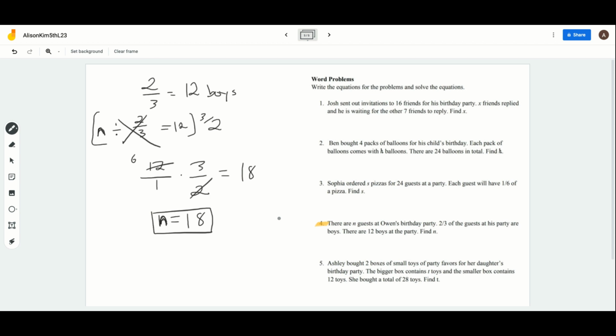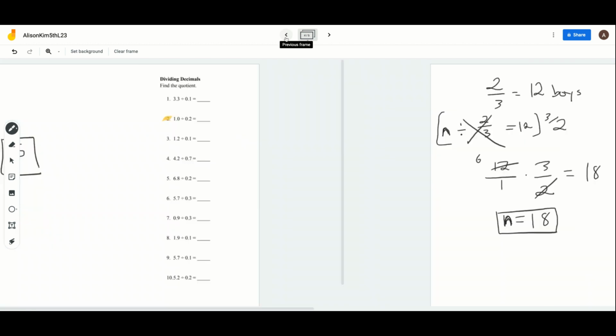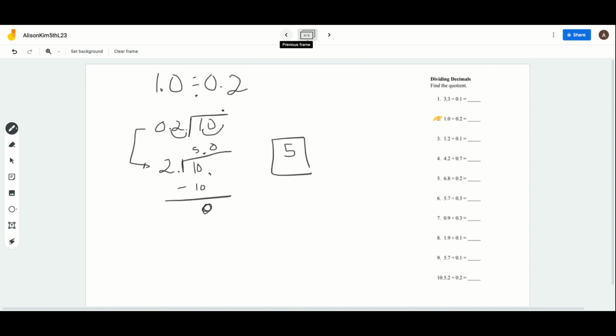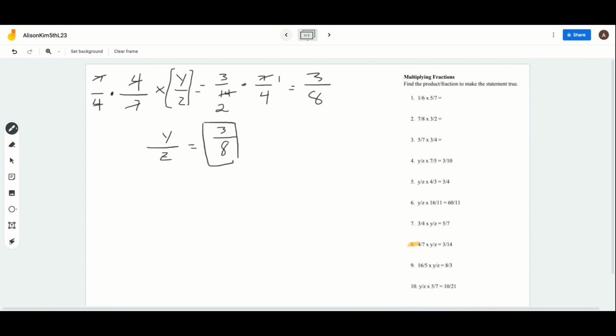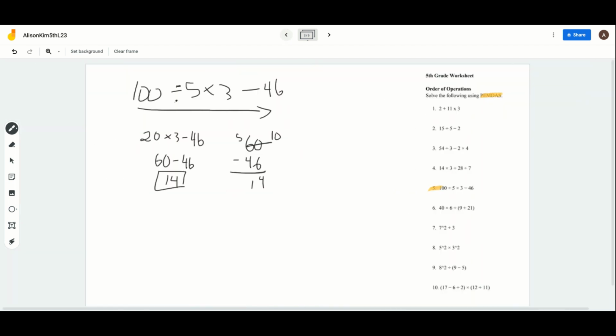So for these word problems, you need to write the equations based on the information given to you in these problems. And make sure that you get rid of the decimals before you divide. And for multiplying fractions, make sure that you want the variable to be alone. And remember, dividing is basically multiplying by the reciprocal, okay? And PEMDAS, remember the exceptions that I told you guys about.